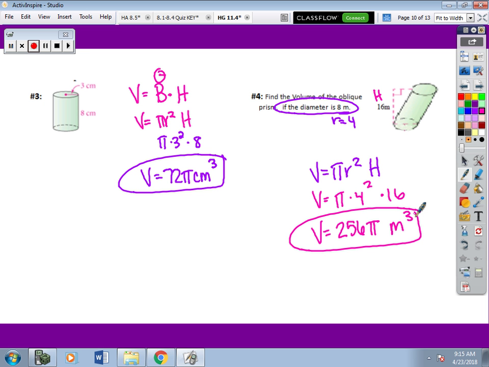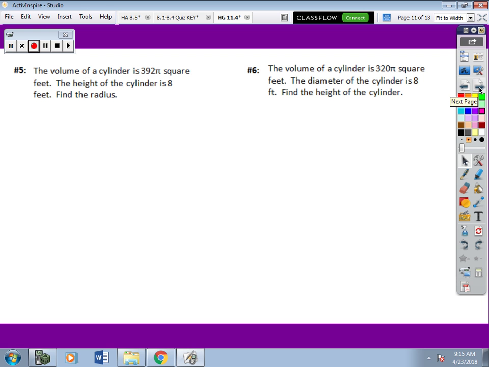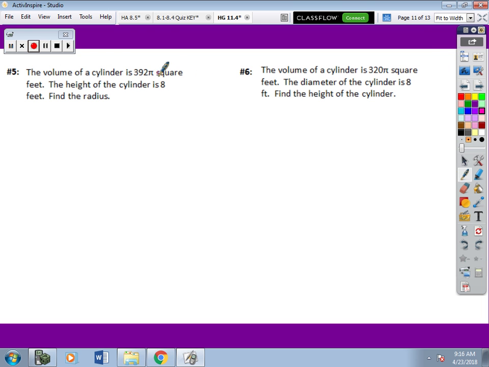Now the last two are going to get a little bit more challenging. They're going to give us the volume and ask us to work backwards and find the radius or the height. So just using algebra, they tell us the volume of a cylinder is 392 pi square feet. It should say cubic feet. That's a typo. The height of the cylinder is 8. Find the radius. So let's start with our formula.